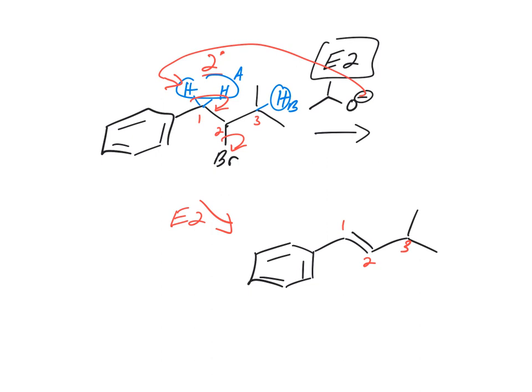Wait, so if you did choose B, there wouldn't be a pi there? There would be a pi bond. Oh, so if I chose B, yeah.